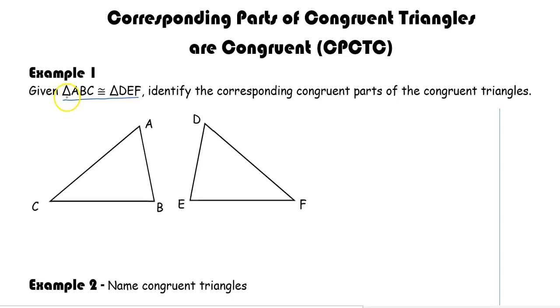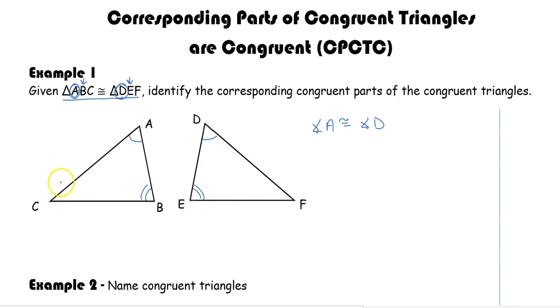When I look at my statement, it says triangle ABC. Since A is the first letter and D is the first letter, those are corresponding positions, which means angle A is going to be congruent to angle D. Then I go next: we have angle B and angle E. B is the second letter, E is the second letter. Therefore, angle B is congruent to angle E.